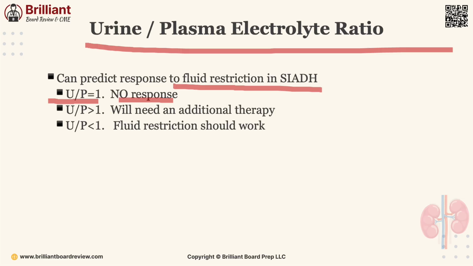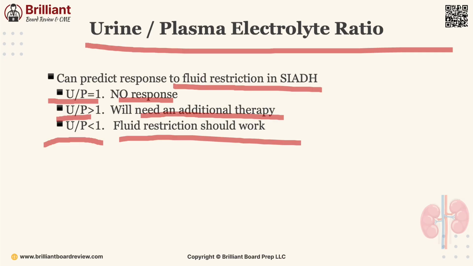Now, if our urine to plasma electrolyte ratio is greater than 1, you're going to need an additional therapy, something to add on, maybe a loop diuretic, maybe salt tabs. Now, if the urine to plasma electrolyte ratio is less than 1, fluid restriction should work. Now, is this perfect? No, there's some research behind it, but it's a tool to help us figure out the best way of management for our patients.